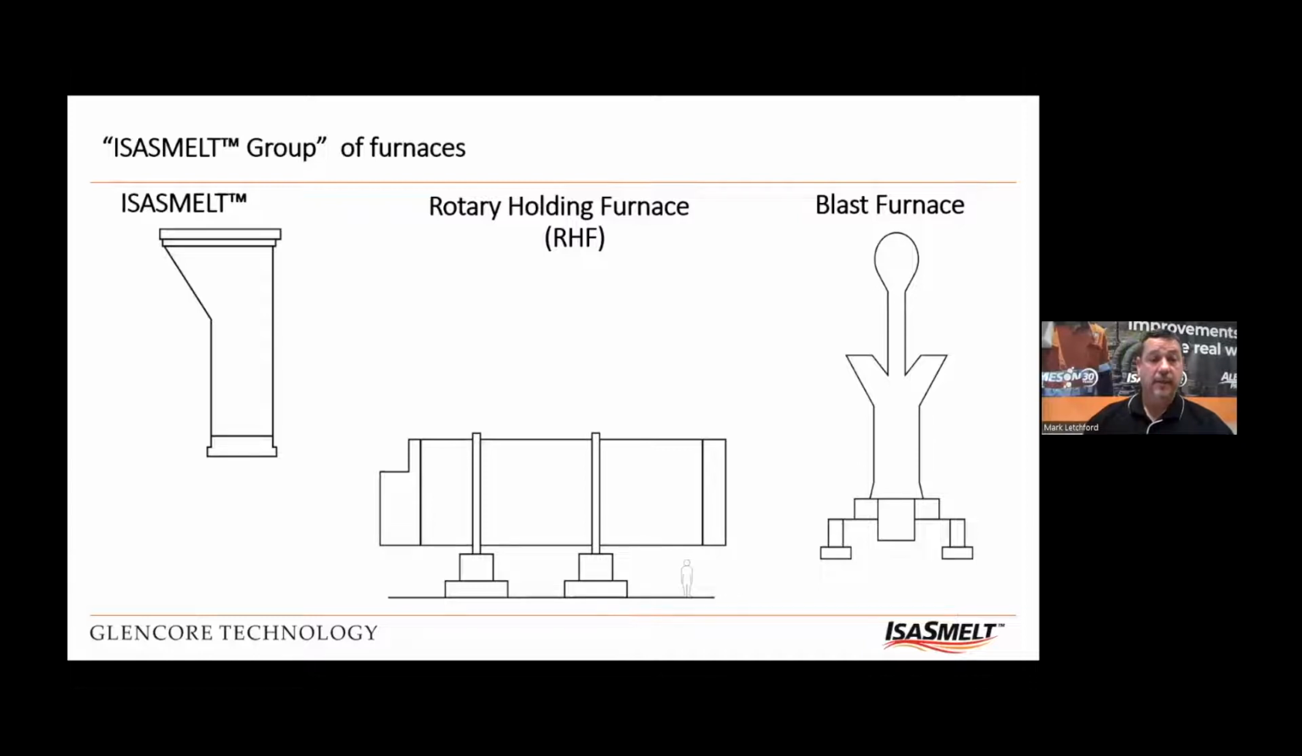So I'm really talking about what you see on the screen here, and that's predominantly where we use and developed our copper elements in the Mount Isa site, but also where we tend to sell these into projects in the present day. And that is isosmelt furnace, top submerged lance technology, RHF, or rotary holding furnace, and blast furnace.